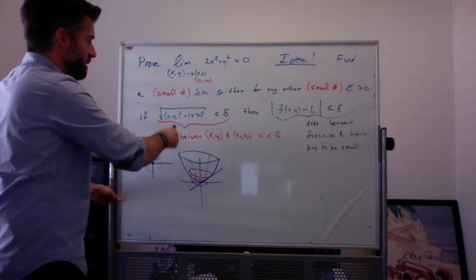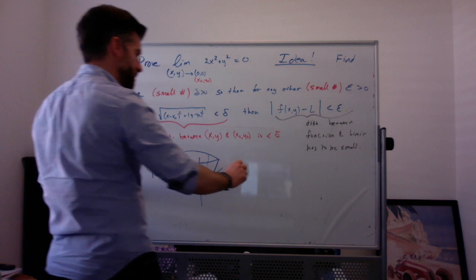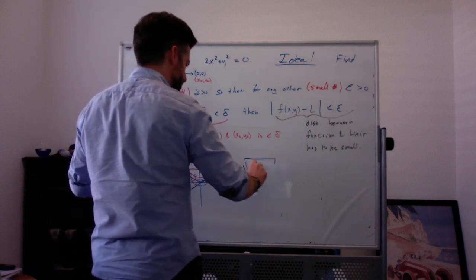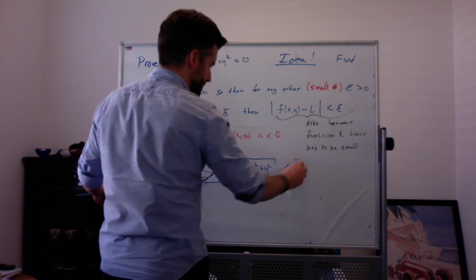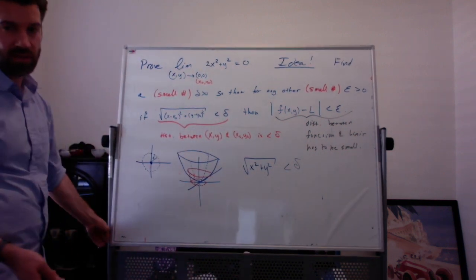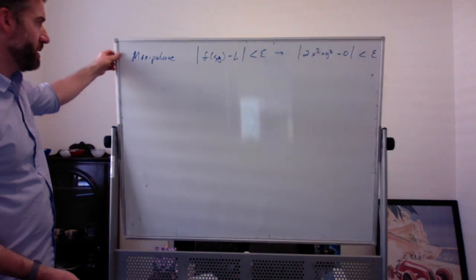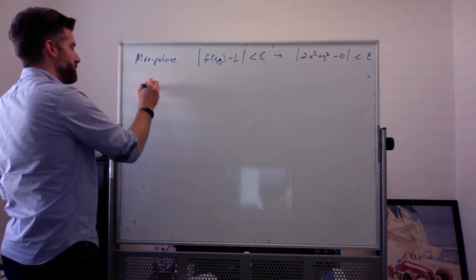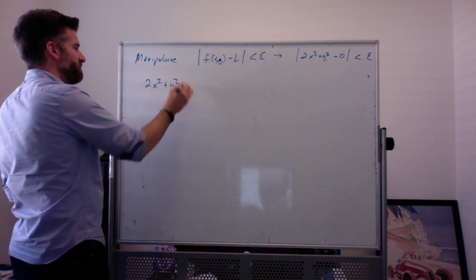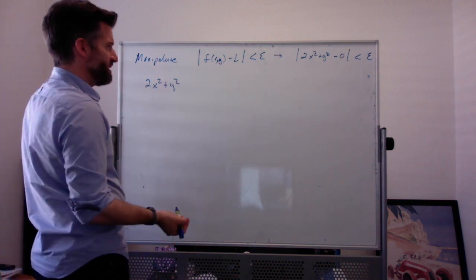So if you look at this here, if x naught is 0 and y naught is 0, we're really trying to get something like the square root of x squared plus y squared, because we know that that is less than delta. Or we're going to make it less than delta. Okay, so here's what I've got. I've got 2x squared plus y squared. And I want kind of just x squared plus y squared.